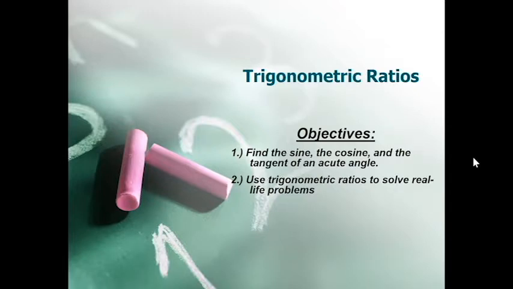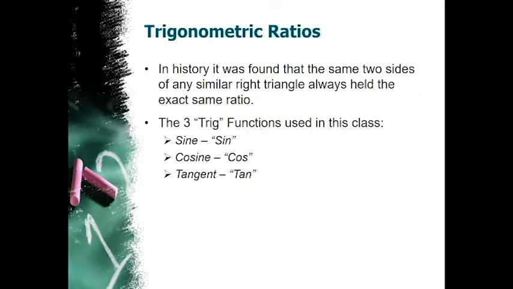In this video, we're going to look at trig ratios. Our objectives are to find the sine, cosine, and tangent of the acute angles and use the trig ratios to solve real life problems. In history, it was found that the same two sides of any similar right triangle always held the exact same ratio.